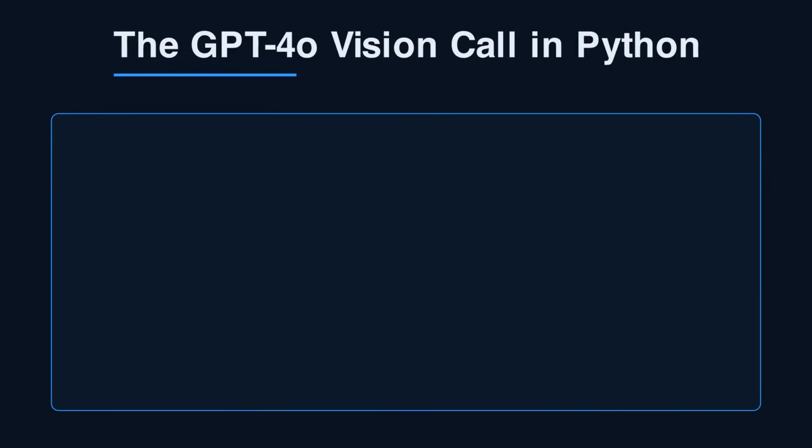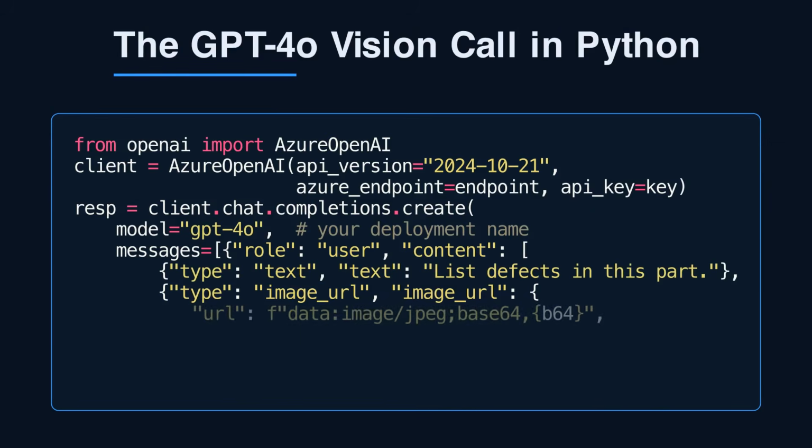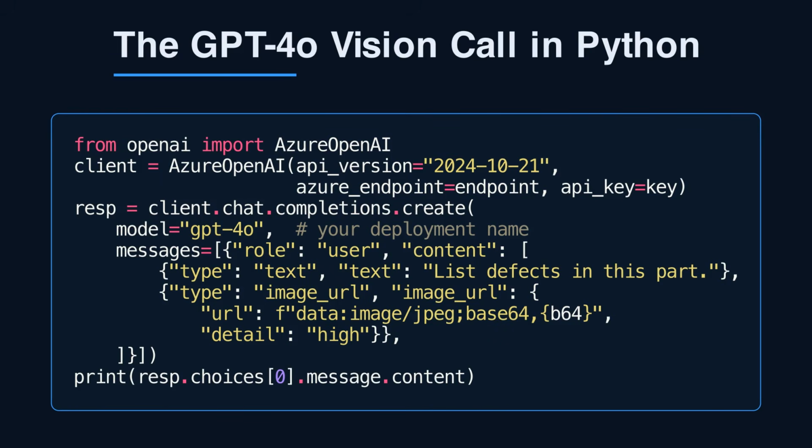Here's the whole thing. You use the same chat completions API you already know, but the user content becomes a list mixing text and an image. Pass the image as a data URL with base64 bytes, or a public HTTPS URL. The model is your GPT-4o deployment name, not the raw model name.